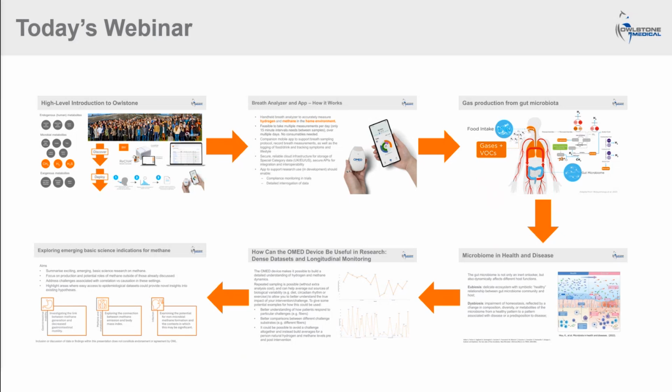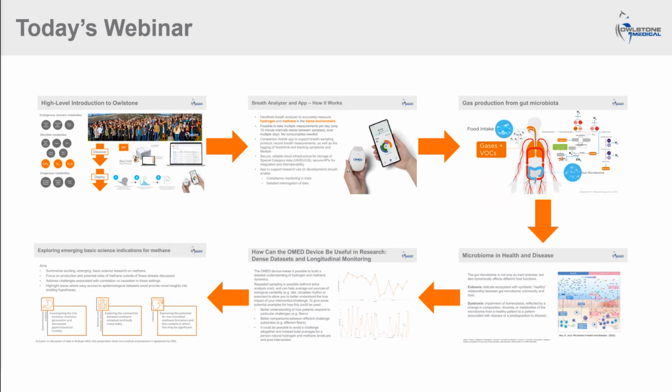And then Rui's going to take over and help us to understand a little bit about how hydrogen and methane are actually linked to health and disease. And he's specifically going to focus on gastrointestinal disease here. Rui's also going to talk a little bit about how people are currently analysing hydrogen and methane in breath, which leads me to talk about how the OMED device can be used in clinical research and how it's a little bit different than what's previously gone before.